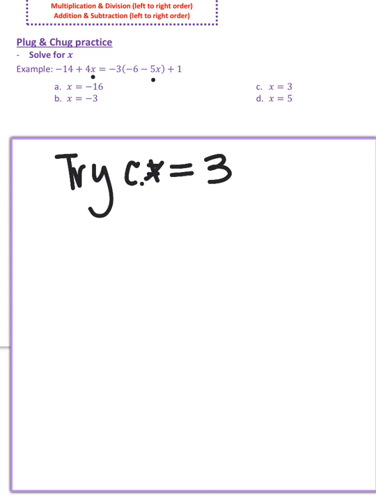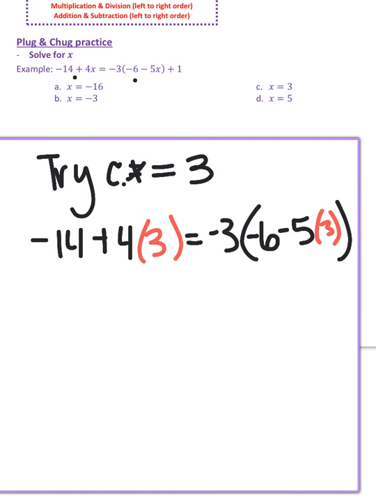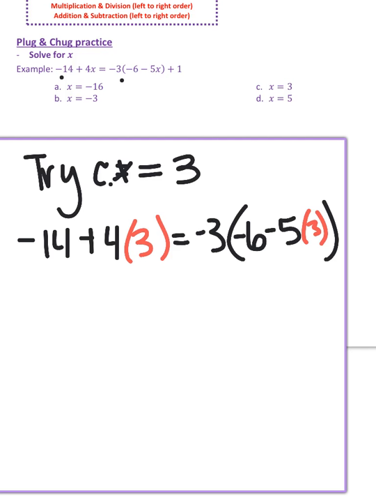So negative 14 plus 4, parentheses 3, equals negative 3, parentheses, negative 6 minus 5, parentheses 3, parentheses closed on that one, and then I have a plus 1 at the very end of all of that. So let me squeeze that plus 1 right here at the end. Okay, that's the plug portion of the problem. Now I need to actually go through and chug. So I'm going to chug according to PEMDAS.